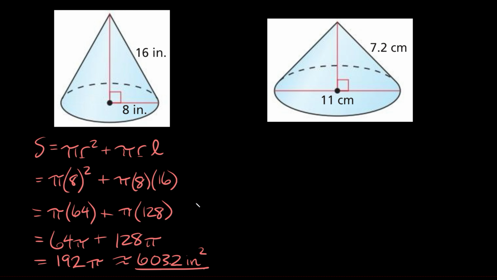Boom, all right, not too bad. Let's try another one here. Again, we're going to use the exact same formula. The surface area of a right cone is equal to pi r squared plus pi rl.